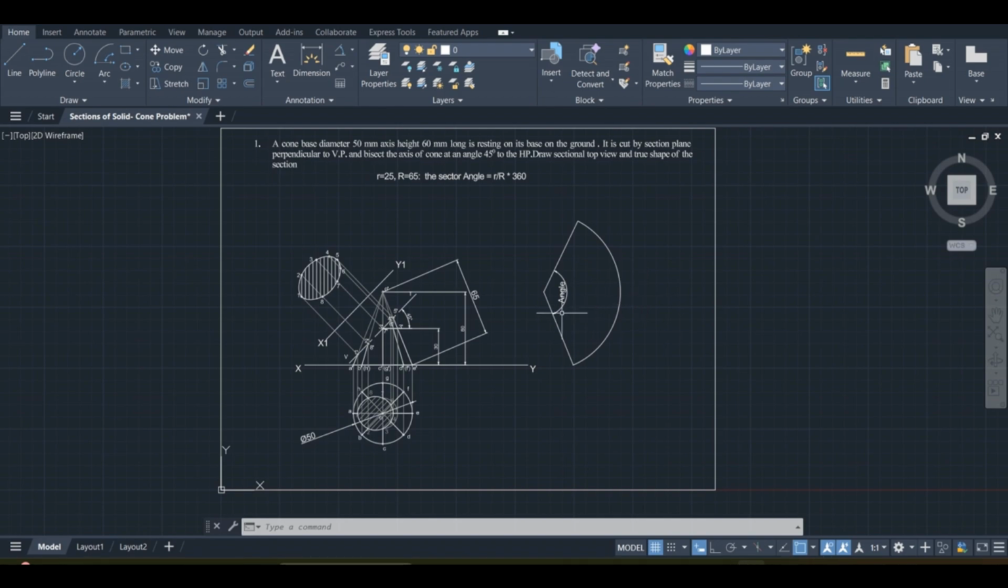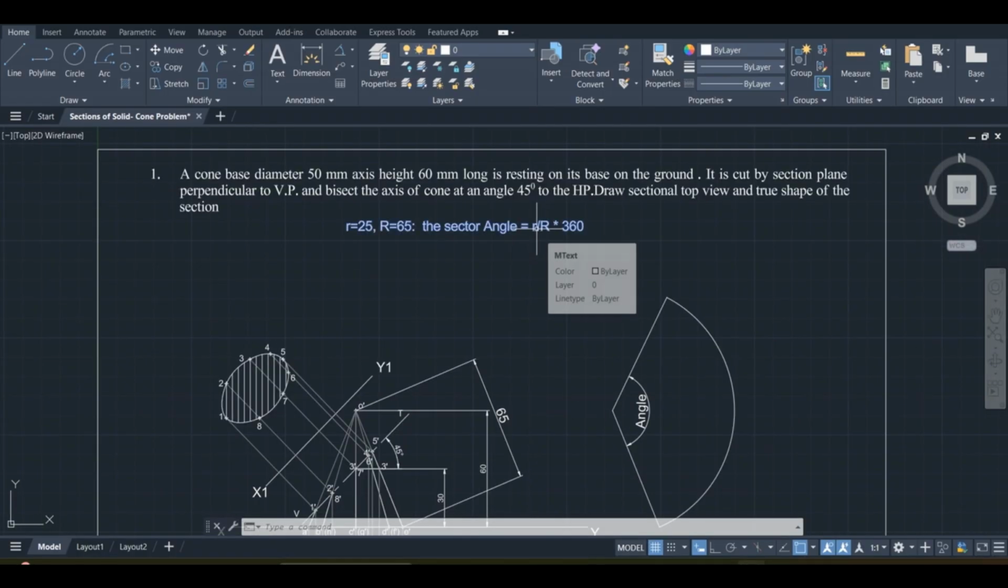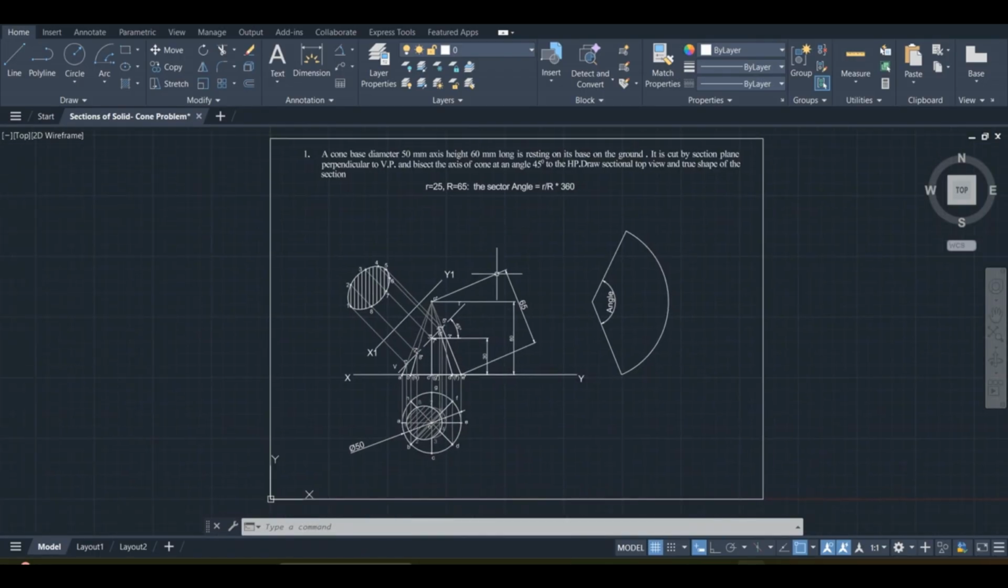For this we have to calculate the angle, or you can understand in this way: the arc length is equal to the circumference of the base circle. So in order to find this angle, we have a formula: small r by capital R into 360 degrees. Here small r is the base circle radius and capital R is the true length of the generator. Here in this picture you can see the true length of the generator.